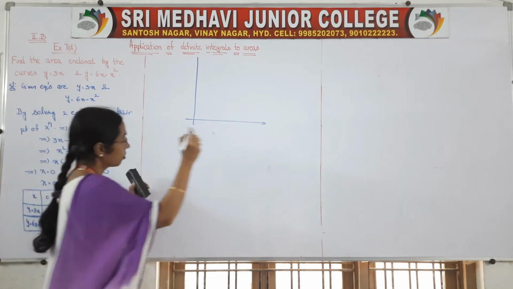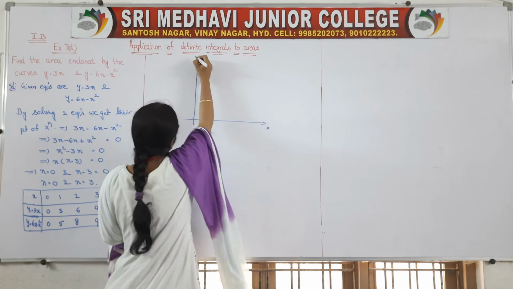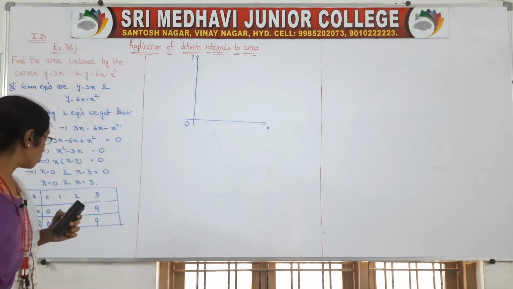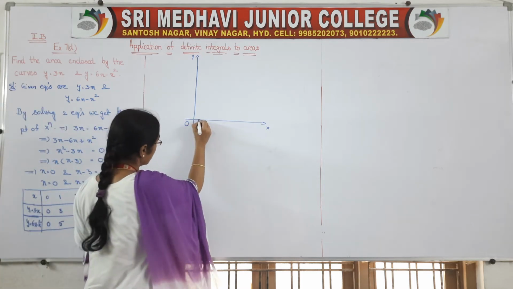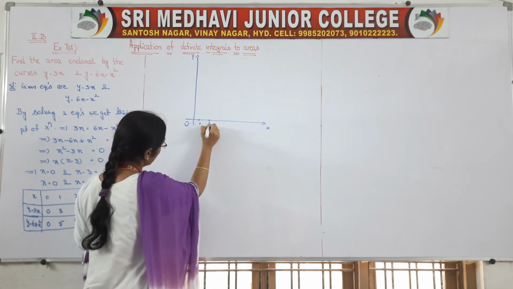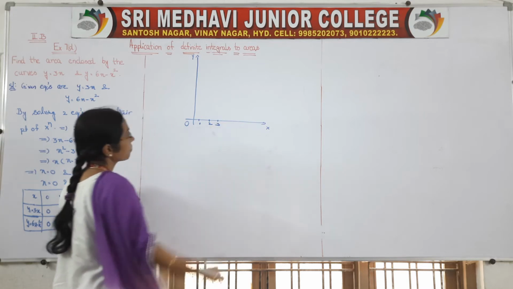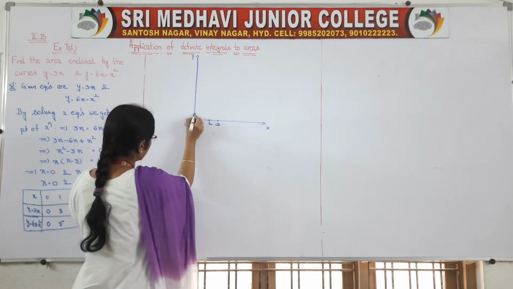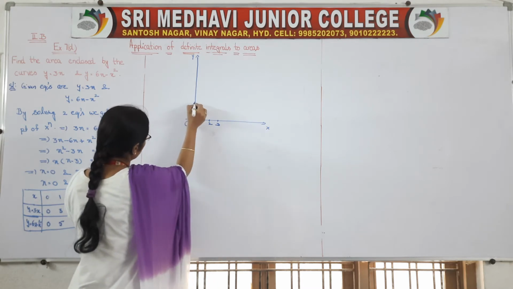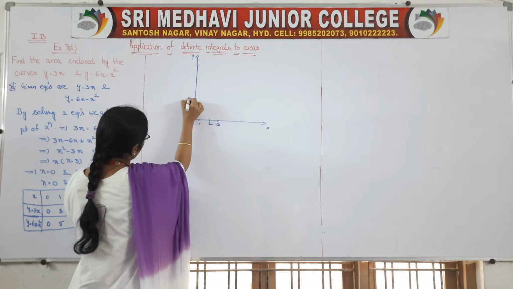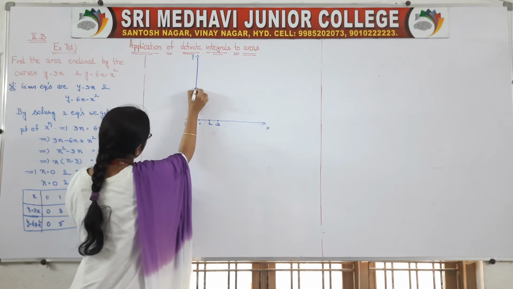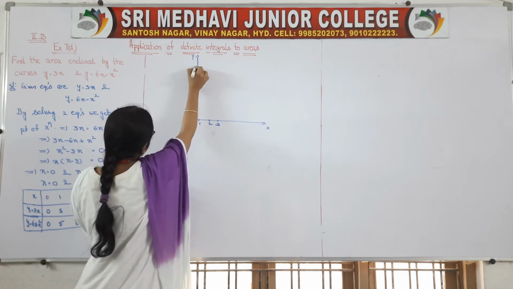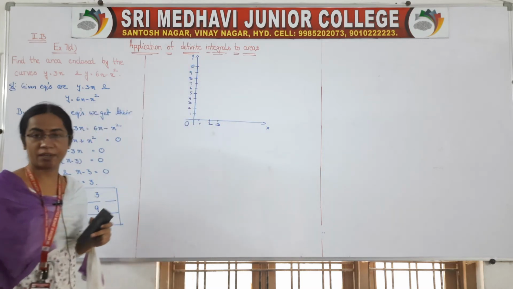Okay, so this is your x axis, this is your y axis, this is the horizon. On the x axis you will take 1, 2 and 3. On the y axis we want the values till 9, right? So 1, 2, 3, 4, 5, 6, 7, 8, 9. We can take one more value also, 10.